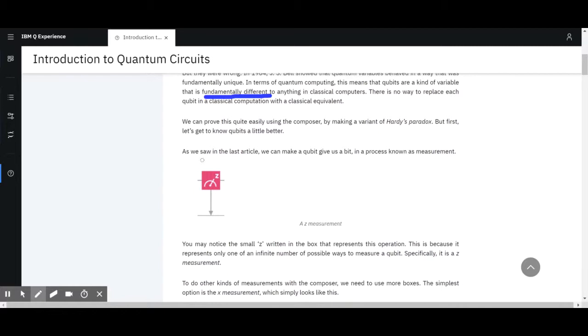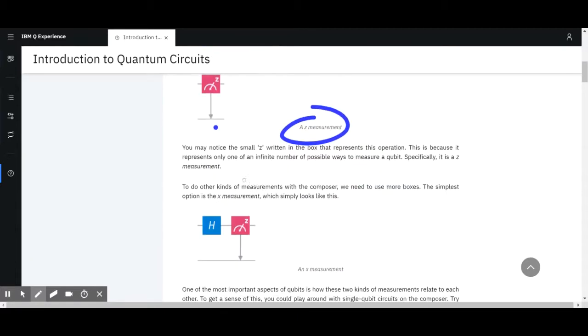As we saw in the last article, we can make a qubit give us a bit in a process known as measurement. That's called the Z measurement. You're measuring the qubit, and then you get a classical result, 0 or 1. You may notice the small z written in the box. There's an infinite number of possible ways to measure a qubit. This is just one way, the Z one. To do other kinds of measurements with the composer, you need to use more boxes. So that would be an X measurement. You apply Hadamard, and then it's an X measurement.